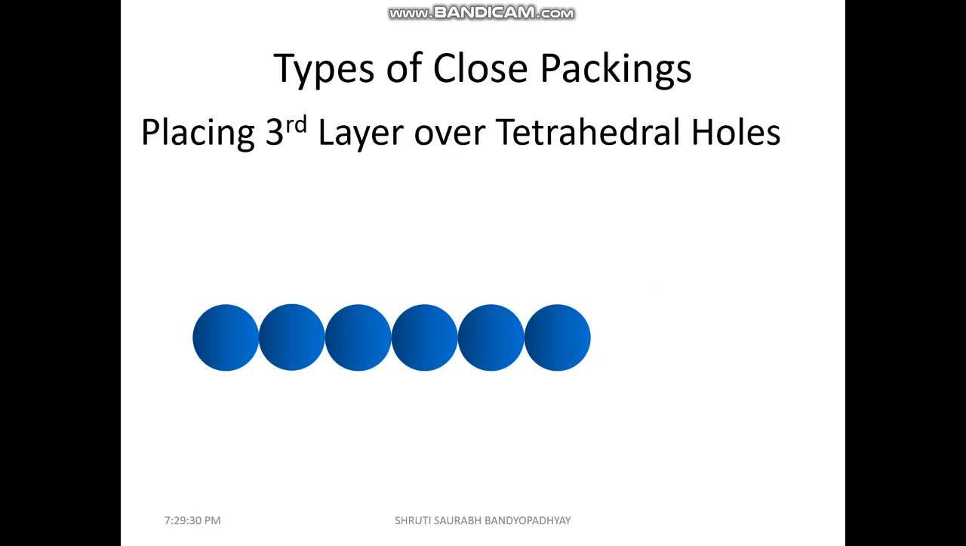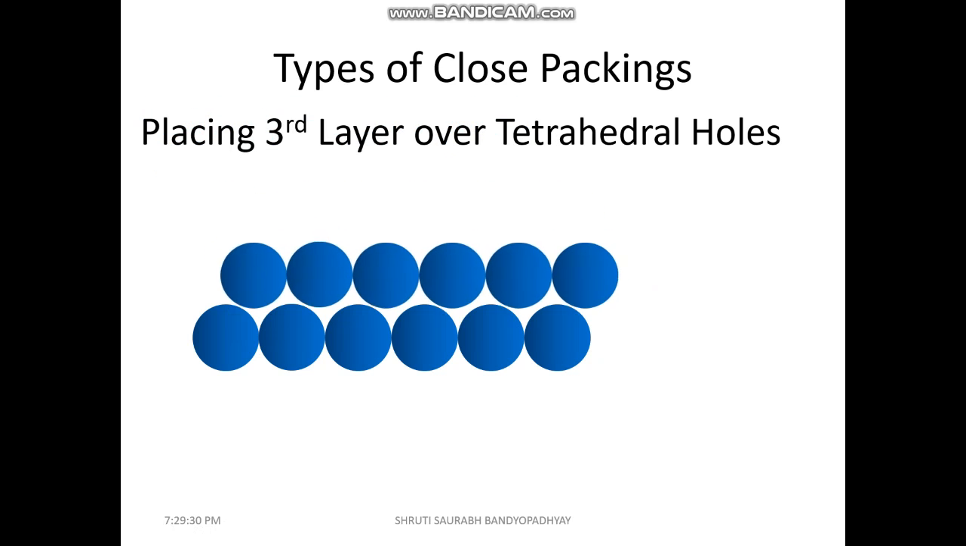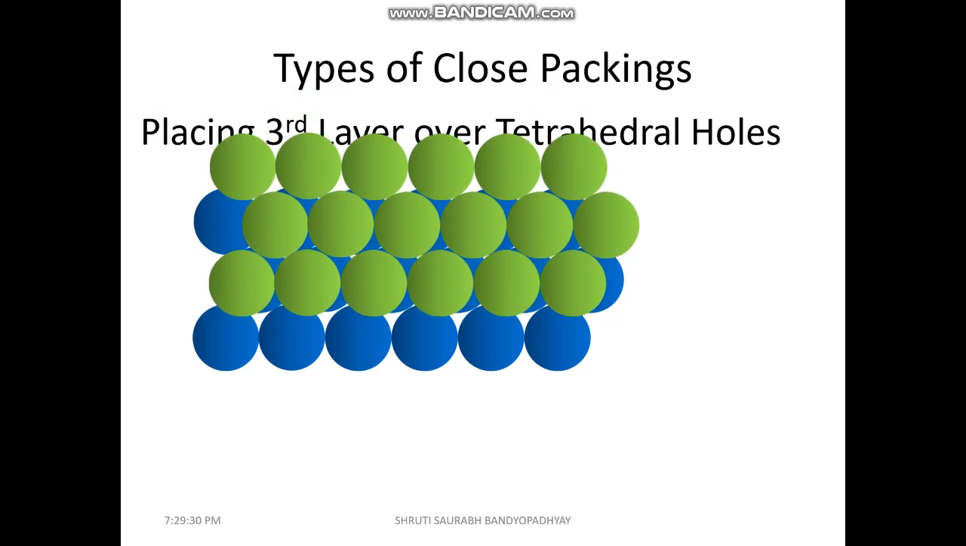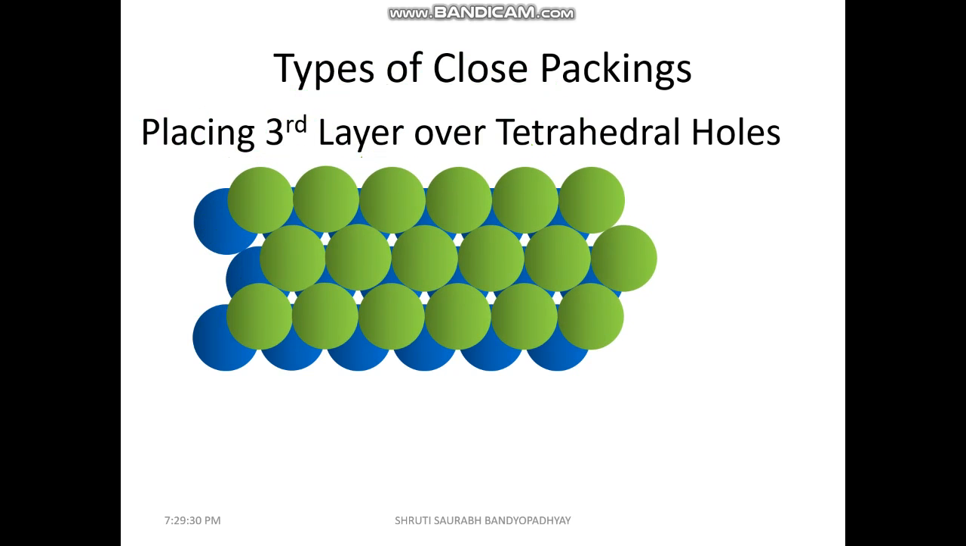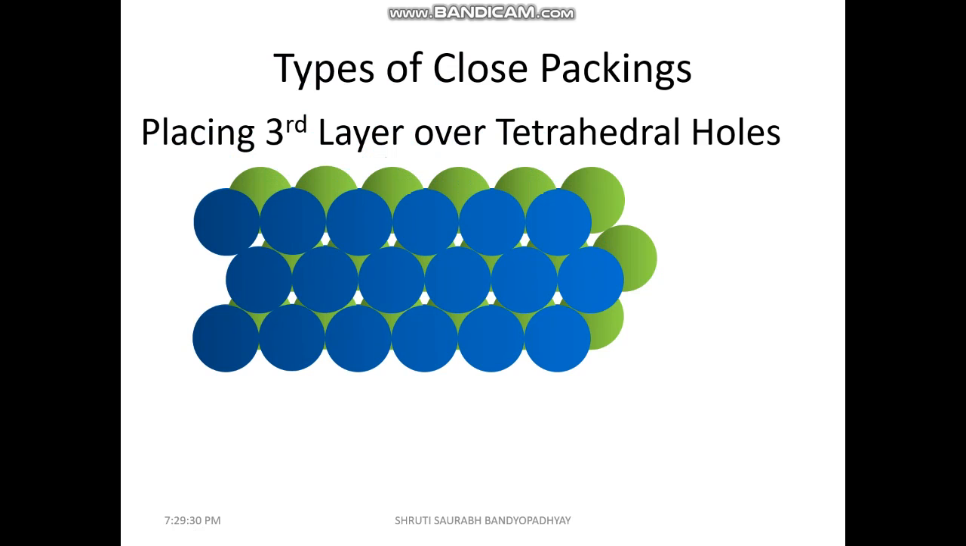Now we have placed the second row on the grooves of the first row, and we have completed two layers already. Now we want to place the third layer over the tetrahedral holes. Where are the tetrahedral holes? These blue spaces are the tetrahedral holes. If you place the third layer on the tetrahedral holes, it will be like this. You see, the third layer covers all the blue empty spaces. Only the white empty spaces are left now.